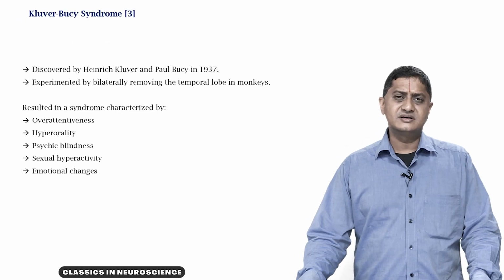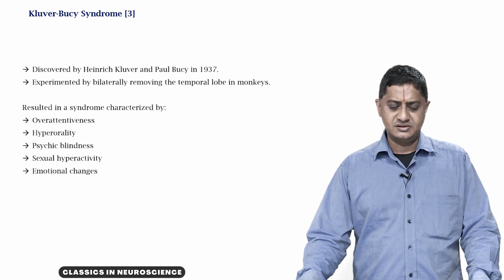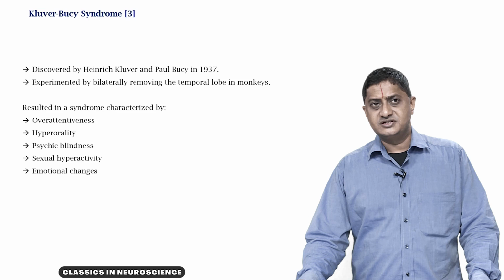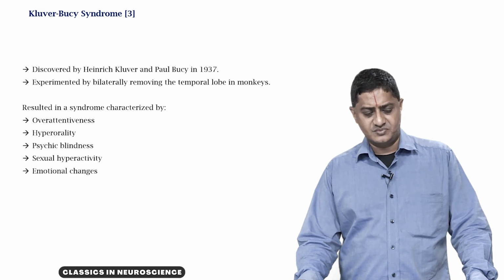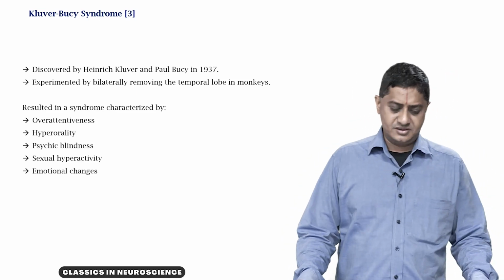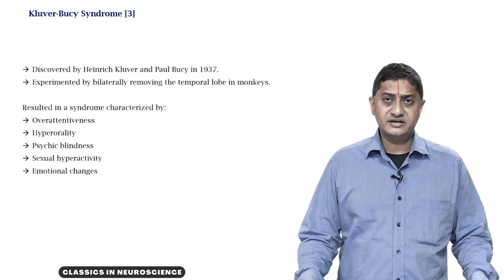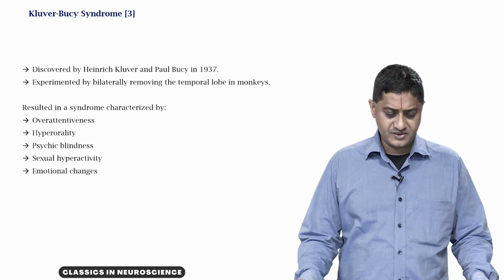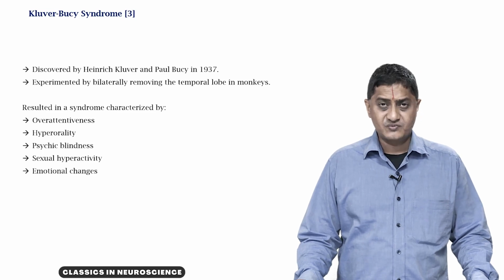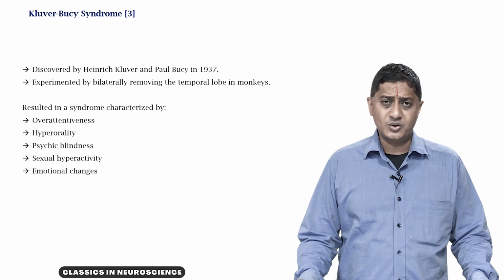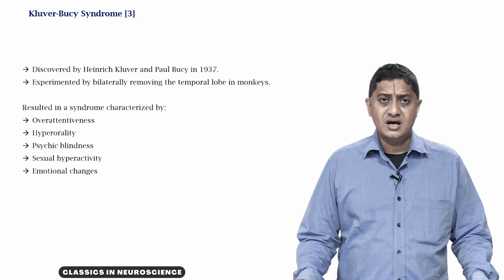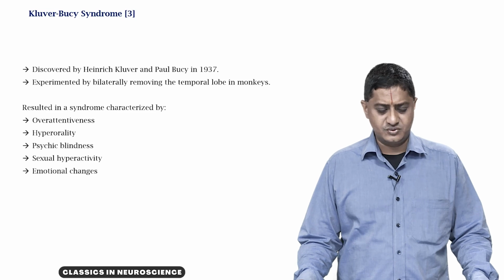In the same year that James Papez published his landmark paper, Heinrich Kluver and Paul Bucy in Chicago discovered the so-called Kluver-Bucy syndrome in monkeys. They were working with monkeys and performed a study in which the temporal lobe was surgically removed bilaterally on both sides. What happens when you remove the temporal lobe in monkeys? How does behavior change? That is the question.